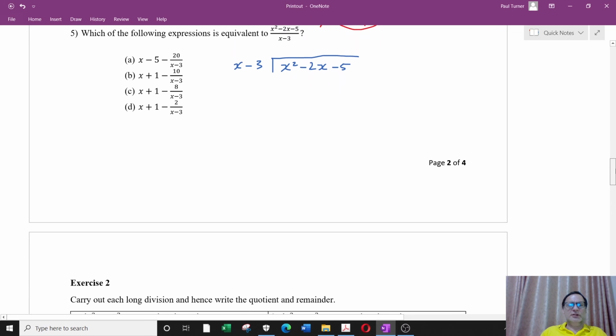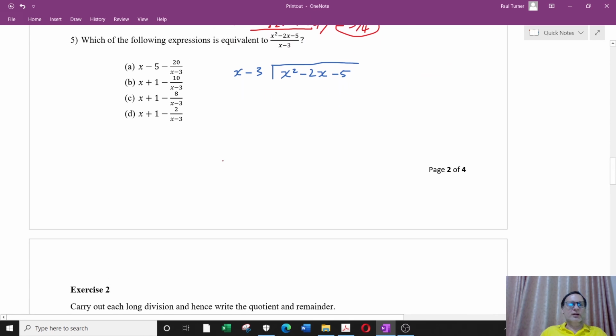Okay, the last question. It's just written a little bit differently, but it's the same kind of calculation. Which of the following expressions is equivalent to x squared minus 2x minus 5 divided by x minus 3? These look similar to the answers previously written. So if we can divide these, I think it will be equal to one of these here. Let's try division.